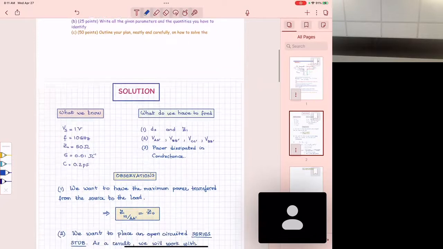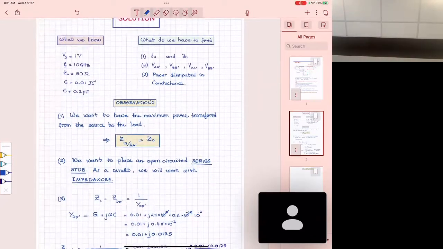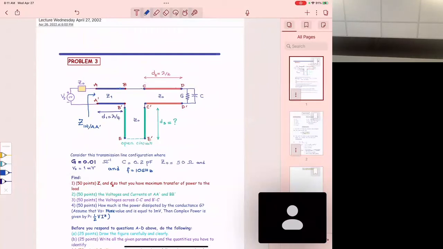So I know how much I have to make this one. Okay. Second observation, I want you to keep it in mind. We want to place, therefore, and also it says here, the other thing, I gave you already what I want you to place here and what I want to have as a termination, which is open circuit. These are given. So I am telling you already how to solve the problem. I'm asking you to place an open circuited stub at this point, in series. So that is the problem given.